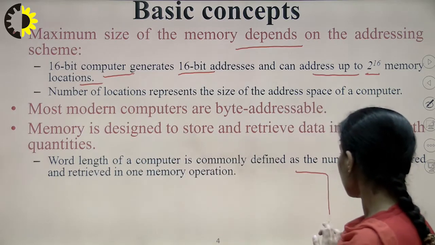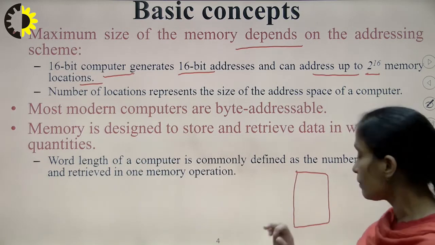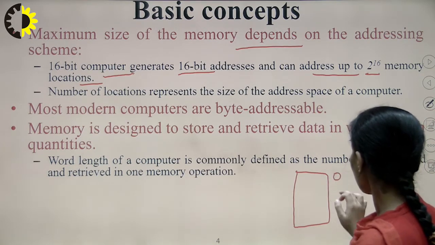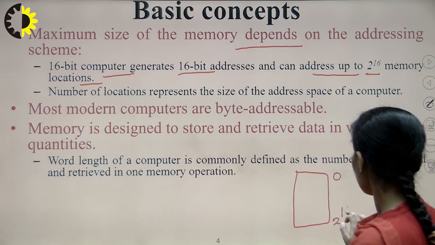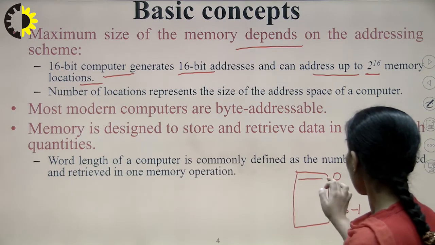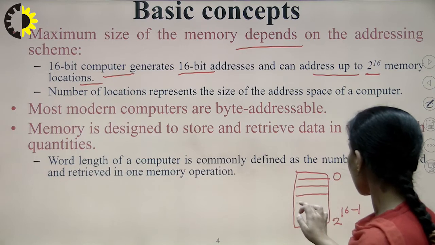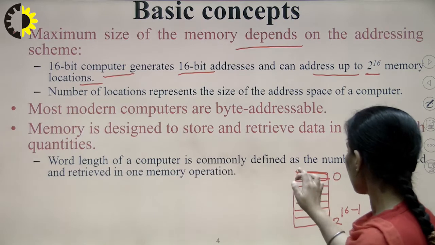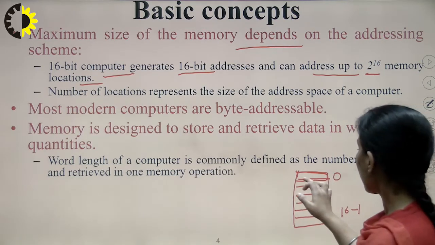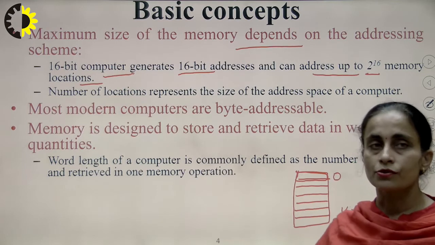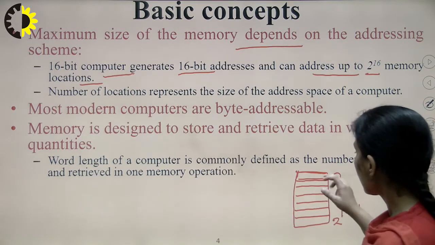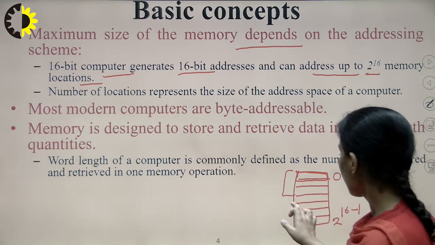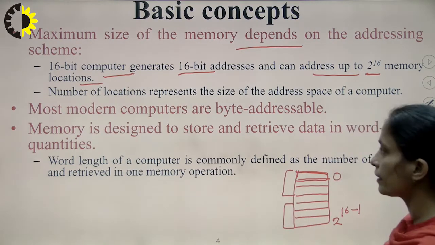Suppose in this case we have taken 16 bits, so our total number of locations will be from 0 to 2 power 16 minus 1. At each location we can store one instruction, or one instruction can be stored in 2 addresses. Likewise, some area is fixed for storing the instructions and some area is fixed for storing our data.